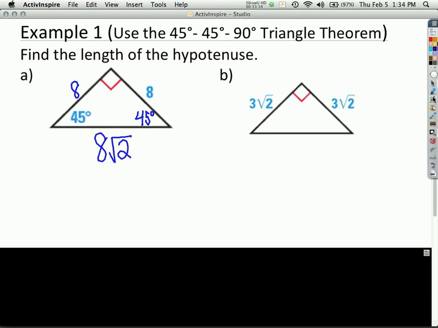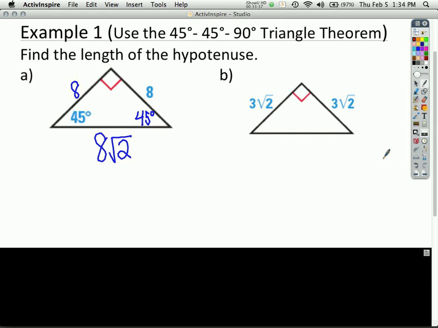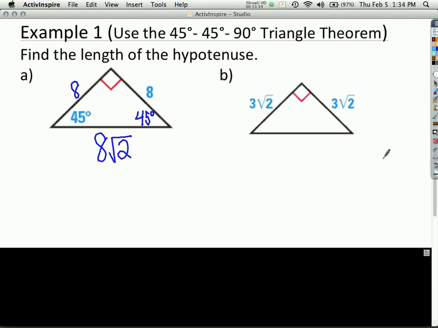Unless we are talking about a real world scenario where we need the actual distance of something to do something with it, leaving it in simplest radical form is the best way to leave it. So there's not a lot of thought going on in this particular example. I'm just trying to establish with you the basics. What's going on with a 45, 45, 90 degree triangle? Any questions so far? Okay? No questions? All right, so let's take a look at part B.